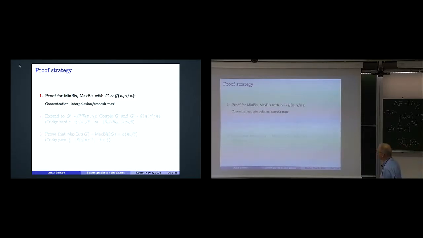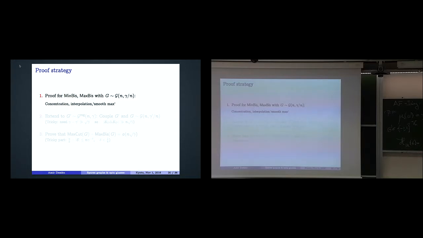The proof goes as follows. You first prove it for min bisection and max bisection for the Erdos-Renyi case, because the independence here is more useful than the regularity. And the proof involves three steps. It involves concentration, interpolation, and a smooth max. And I will explain to you these two. The concentration is essentially the same as the classical concentration inequalities, Azuma-Hoeffding, not exciting in this case.